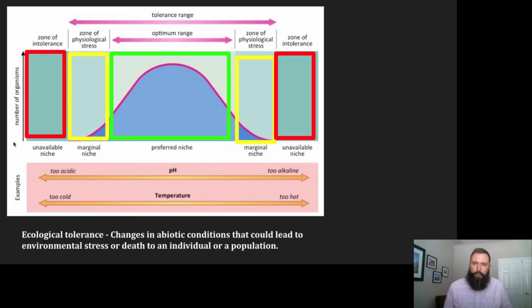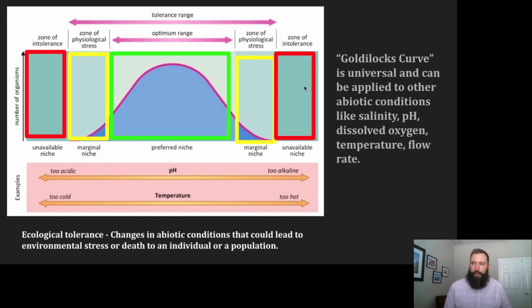The zone of intolerance is where death would occur for the species. It's either too cold or too hot for the species to continue to live, depending on what that abiotic factor is. And I mentioned that abiotic factor, right? What are some of the other ones here? This Goldilocks curve is what we can call it. It's a universal concept, and so it can be applied to other abiotic conditions like salt levels or salinity, right?